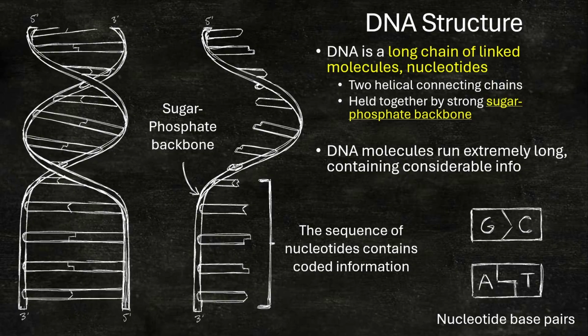Now, the nucleotides that are linked up side to side are held together by a strong sugar phosphate backbone. That is the composition of the backbone. So we're going to see sugar molecules that are chained together with familiar phosphate groups. Now these DNA molecules are very, very long. They run thousands to hundreds of thousands to, in some cases, millions of nucleotides long. So they can contain considerable amounts of information.